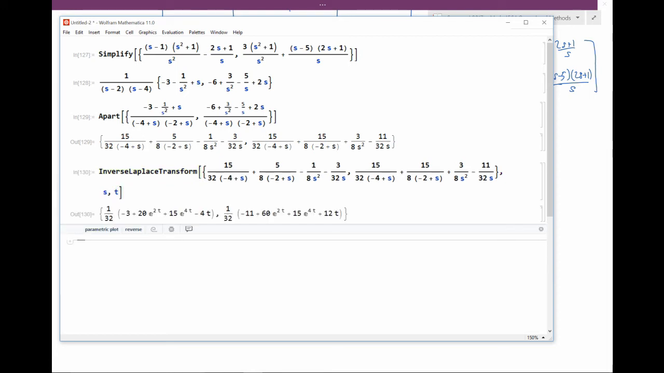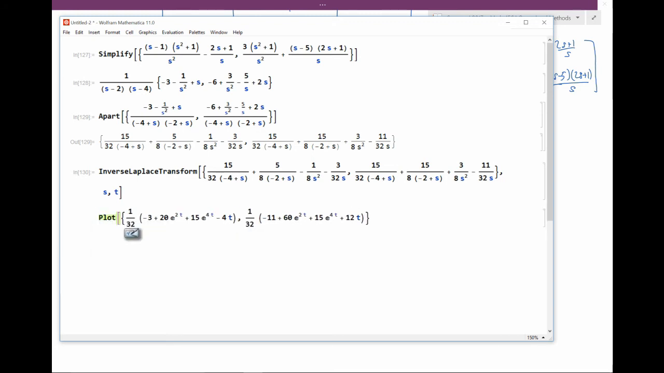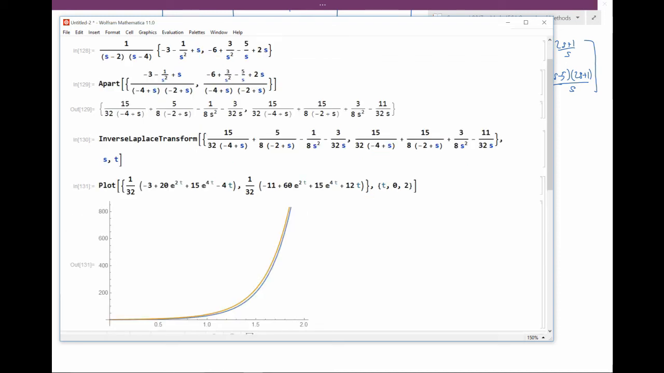And then plot these equations. And Mathematica is smart enough to figure out that I'm asking it to plot two equations on the same set of axes. So we're going to plot it for t values going from, say, 0 to, well, since I have exponential functions that are growing quite quickly, I'm going to restrict it to a small interval of time. And this is what happens with these solutions. Both of the solutions go up pretty quickly.